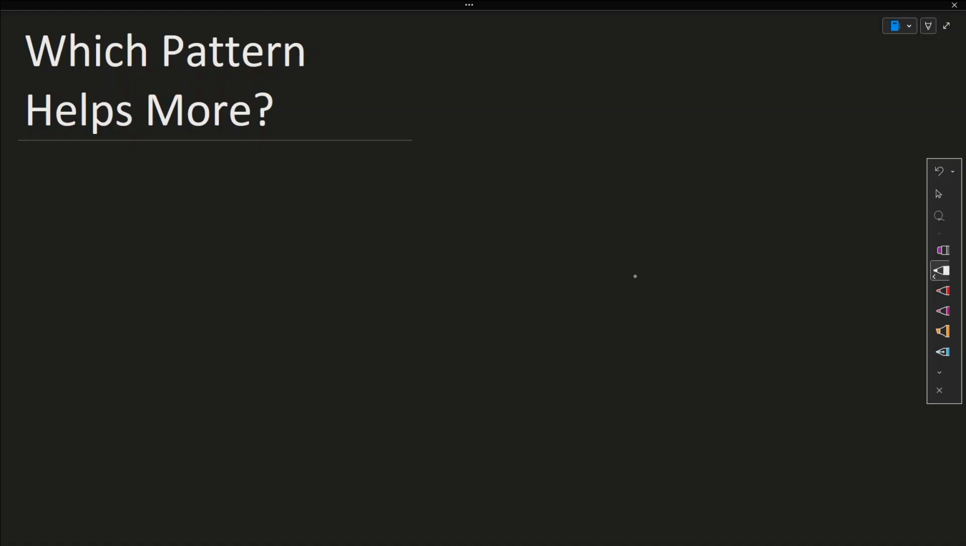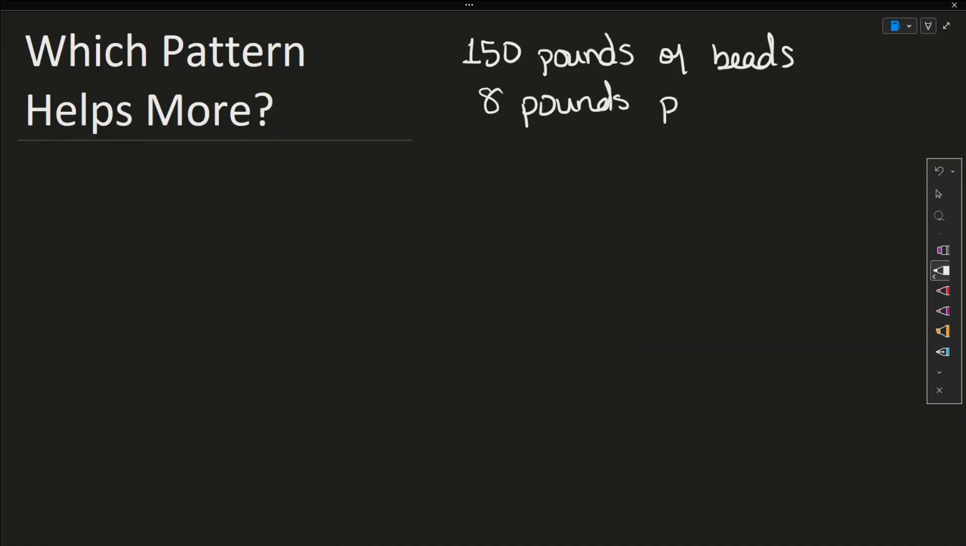Video, we are going to compare two students' works. The bead company got 150 pounds of turquoise beads. The company expects to sell 8 pounds of turquoise beads per day. And we want to think about how many pounds of turquoise beads are left over after a different number of days.